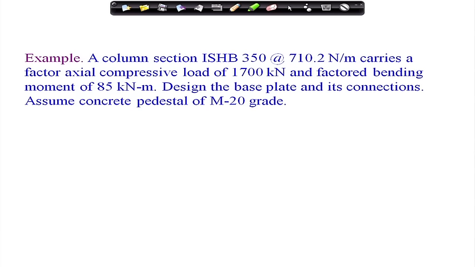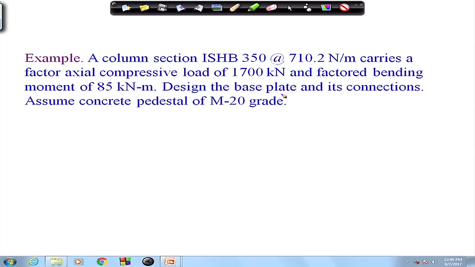The example is this: a column section of ISHB 350 at 710.2 Newton per meter carries a factored axial compressive load of 1700 kilonewton and a factored bending moment of 85 kilonewton meter. Now, design the base plate and its connection. Assume a concrete pedestal of M20 grade.